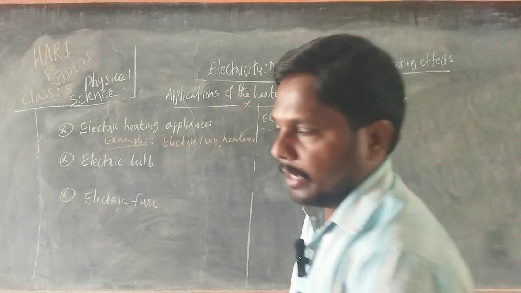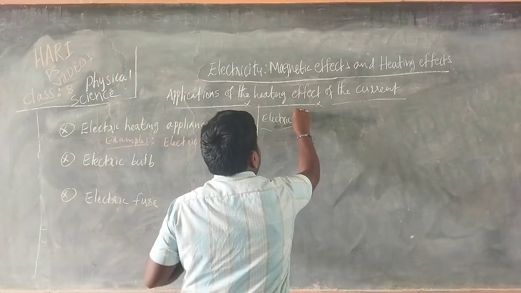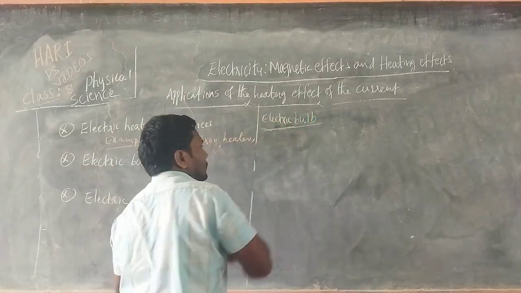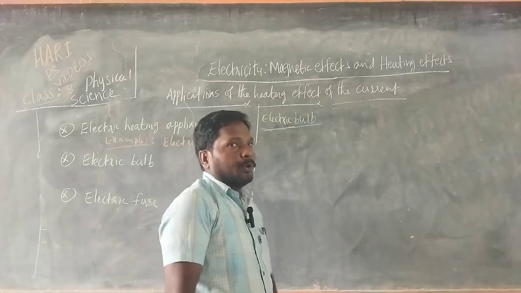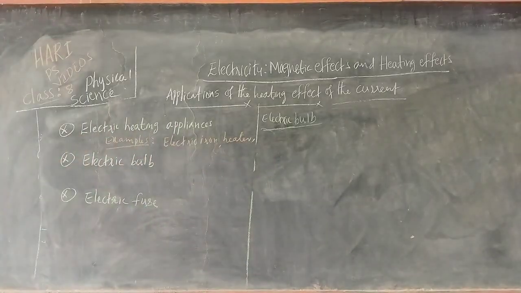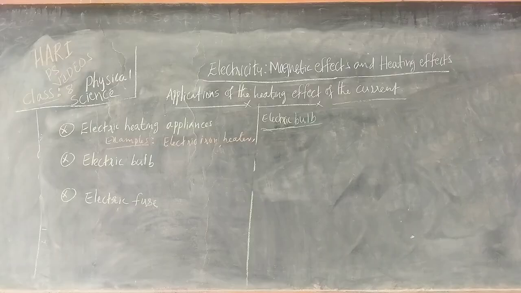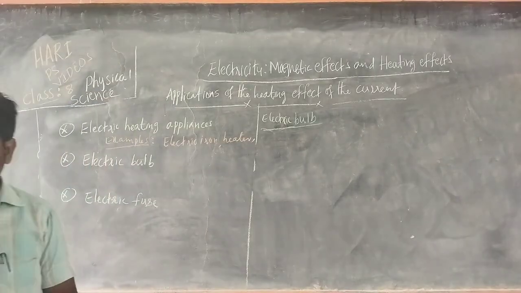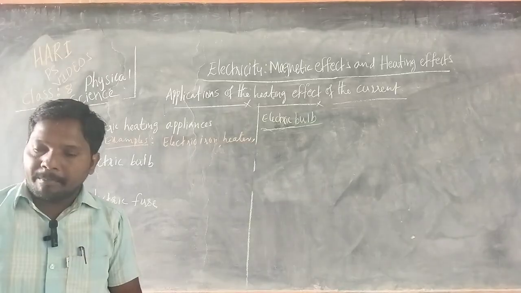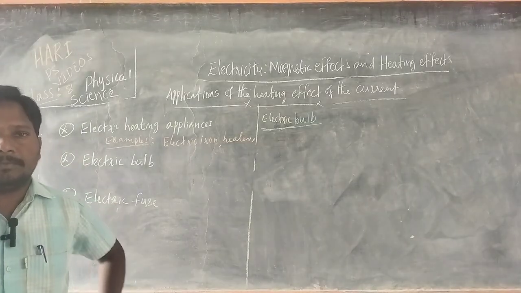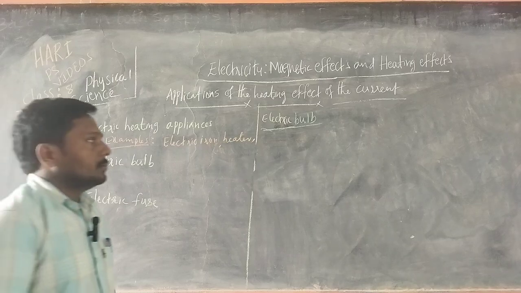Next one, electric bulb. The second application is electric bulb. We know about electric bulb. The electric bulb is a device or lamp which we use for producing light, to produce light.